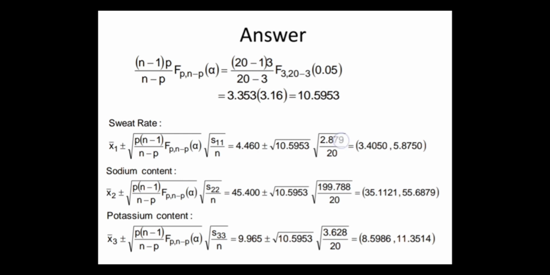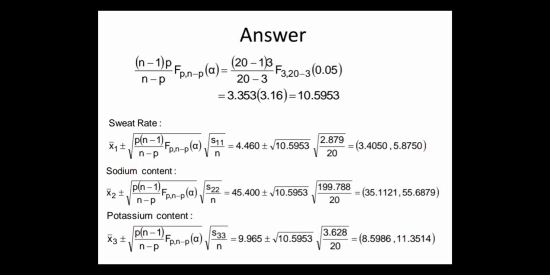Just replace the value here. Make sure you know how to get the variance or standard deviation for the first variable, how to get the variance for the second variable and the third variable. Lastly, you will get this value for x1. The confidence interval of x1 will be 3.4050 and 5.8750.